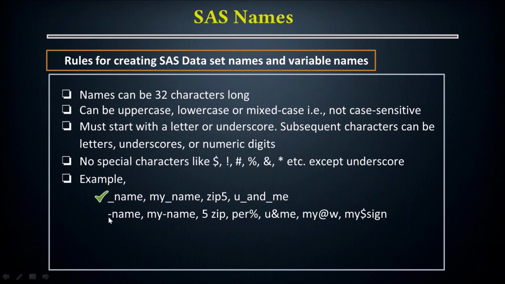But if you take these, they are not valid, right? Because here a hyphen is used. If you take this one, it is starting with a number, but a number should not be in the first position. And also a blank space is there. Some special characters are used. So we should not use any special characters except underscore. That's why all these are invalid SAS names.